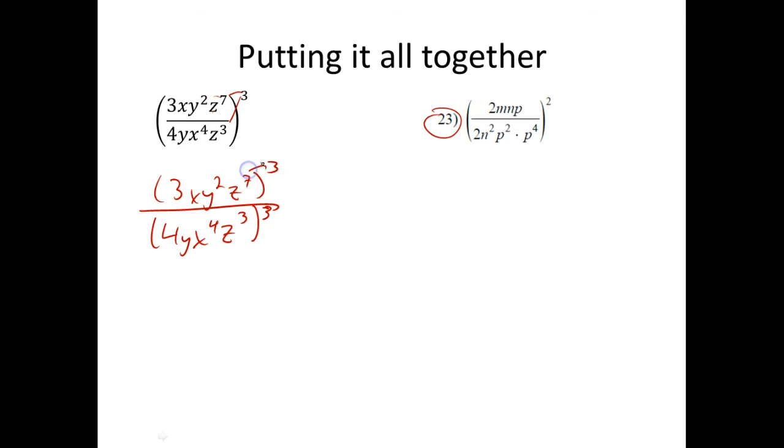So we're going to do this 3. It's going to get to everybody. Shoop. Everybody gets the 3, including the number. Don't forget the number. So we'll have 3 cubed times x cubed times y squared cubed.